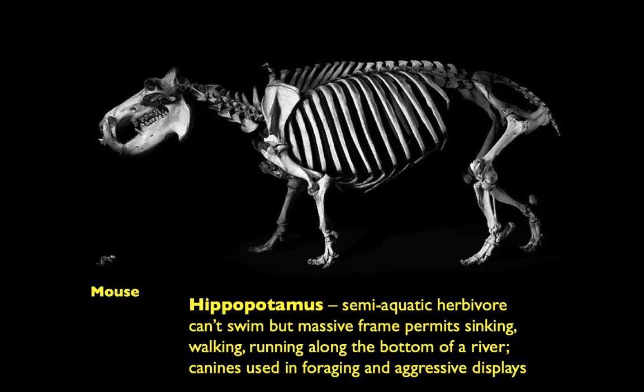Here is a hippopotamus. It's a semi-aquatic herbivore. It can't swim, but its massive frame permits sinking, walking, running along the bottom of a river. It has canines, and these are used in foraging and aggressive displays. For comparison, there's a mouse there on the left.